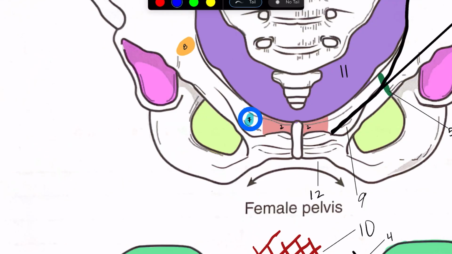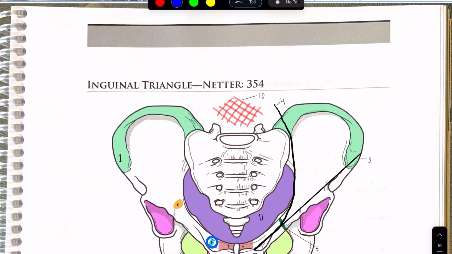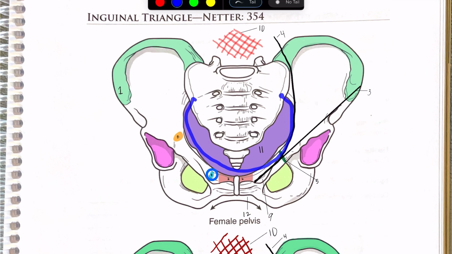Number nine, again, pubic tubercle, sitting right there. 10, external oblique aponeurosis. We talked about the aponeurosis. It's sitting up here. If you have any questions about it, please go back to the last video where we talked about the abdominal wall and the cross sections of it. 11, we talked about being the pelvic inlet, and 12 that subpubic angle. So there's all the numbers.